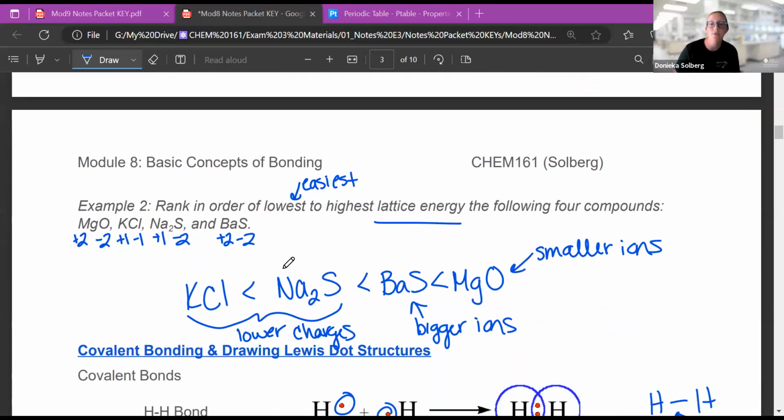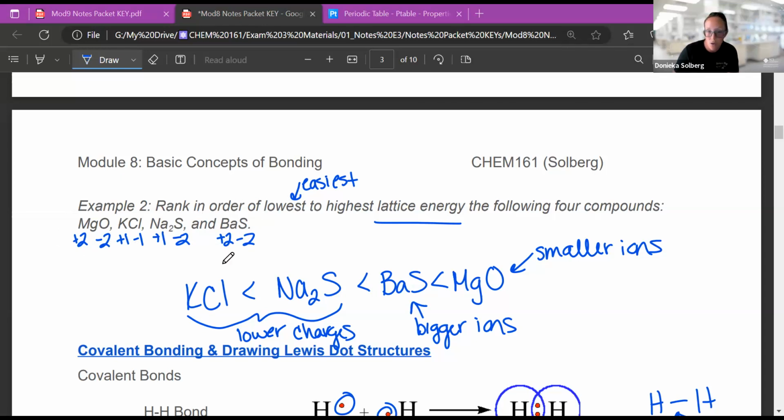Okay, so example number 2 says to rank in order of lowest, that means the easiest to break, to highest lattice energy, or the amount of energy associated with breaking that bond, the following 4 compounds. So I have MgO, KCl, Na2S, and BaS. Now I told you that the most important thing regarding lattice energy is the size of the charge. So we check those first, okay? Mg and O, those are +2, -2. K and Cl are +1, -1. Na2S, well, Na is +1 and S is -2. And BaS, you've got +2 and -2.